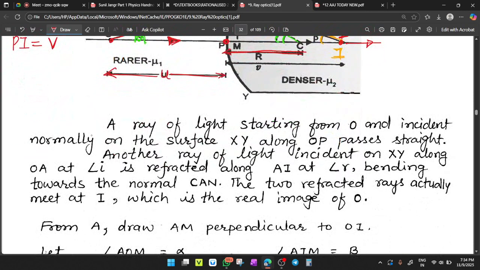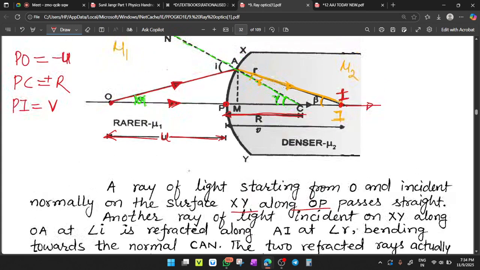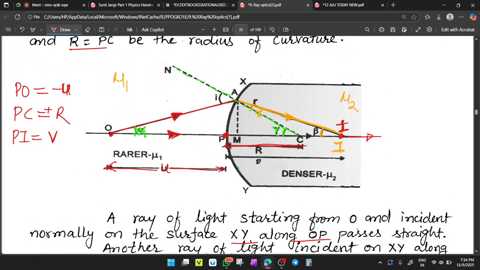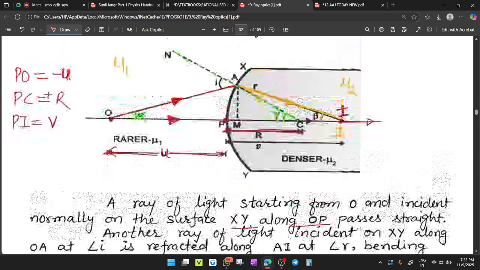So now, a ray of light is starting from the point O and incident normally on the surface XY along OP, passes through a straight line. Yes, so this is the first ray that is incident on the point P and goes undeviated because it is normal on the surface. Clear or not? First ray. Now another ray of light incident on the XY.